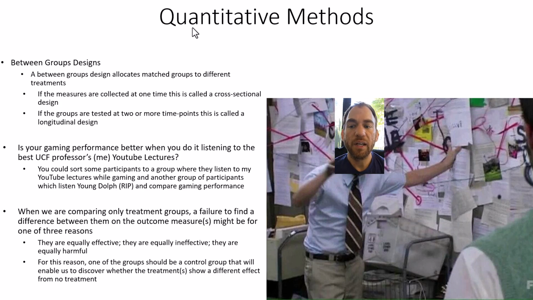Quantitative methods include between-group designs. A between-group design allocates matched groups to different treatments. If the measures are collected at one time, this is called a cross-sectional design. If groups are tested at two or more times, this is called a longitudinal design.